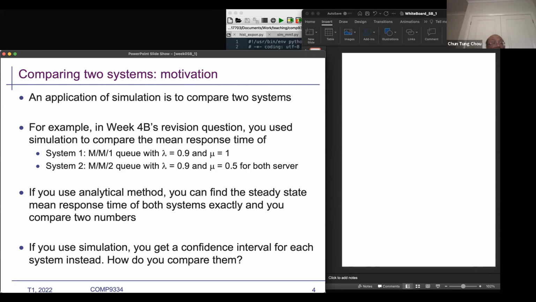But the thing is, when it comes to simulations, I've already told you that you are not able to get one number. And so you don't have a formula, and simulation is not going to give you an accurate answer. But what simulation can give you is a confidence interval. Now, if you have confidence intervals from your simulation, how do you compare them? And that's what we want to talk about for today.